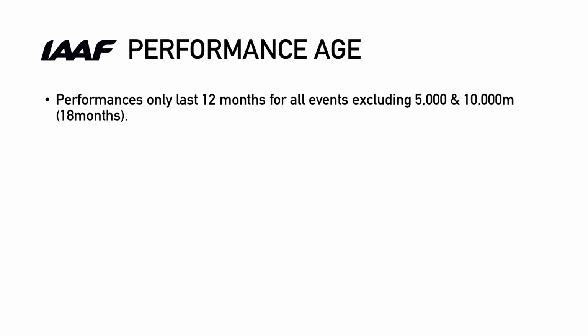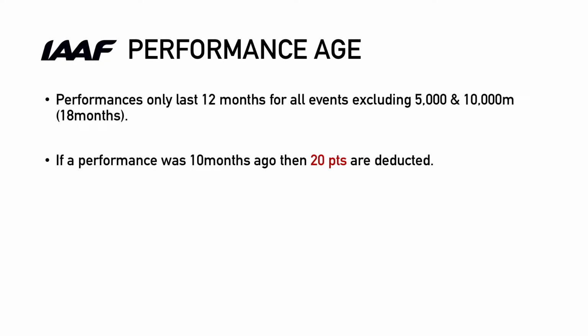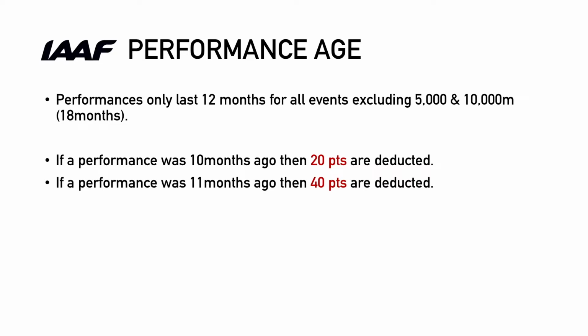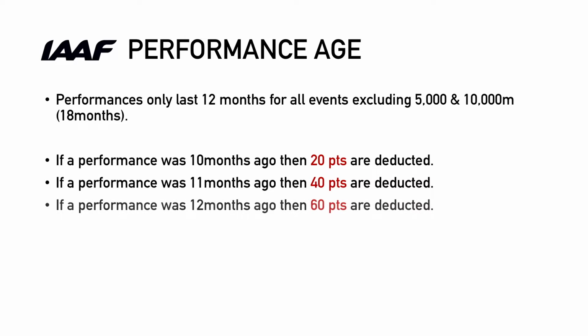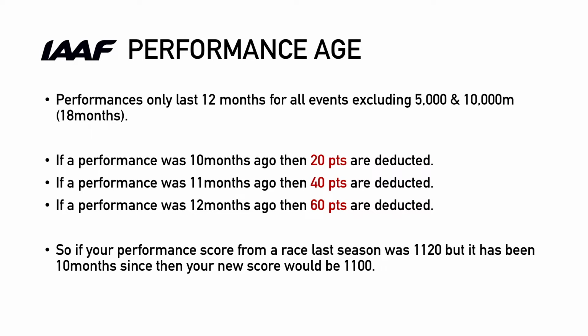If a performance was 10 months ago, then 20 points are going to be deducted. If it was 11 months ago, 40 points are deducted, and as you can expect, if it was 12 months ago, 60 points are deducted. If any performance is older than 12 months, it's not going to count. Okay, so if your performance score from a race last season, as it says here, was 1120, but it has been 10 months since, then you're going to lose 20 points and would go down to 1,100 points.